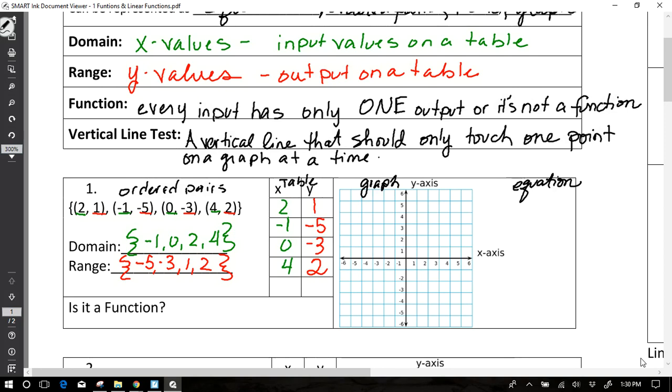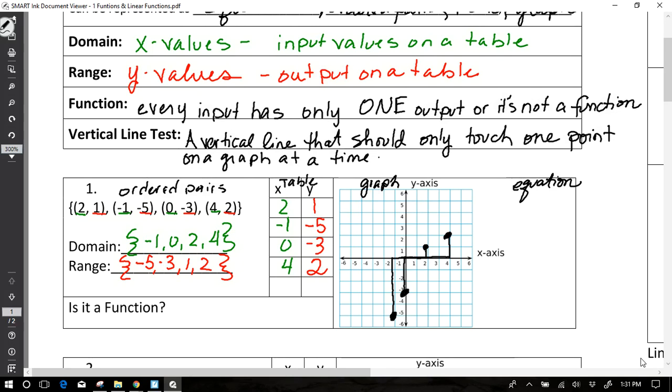Remember, when we're plotting the points, the x value comes first. So we go on the x-axis first, over 2, up 1, and we put a point. Next is -1, down 5, and then we put a point. 0, -3, we put a point, and then over 4, to the right 4, and then +2, and we put a point.